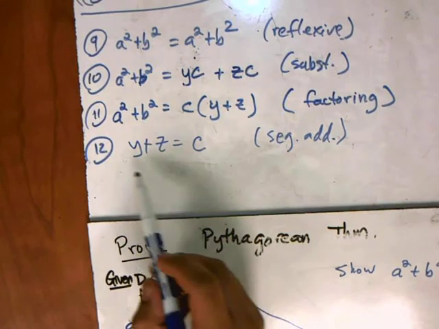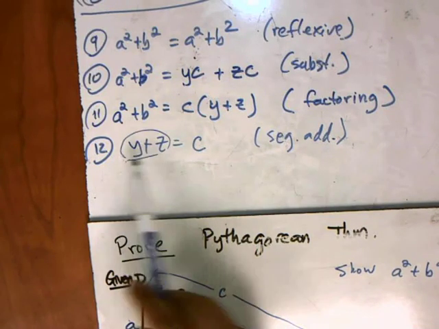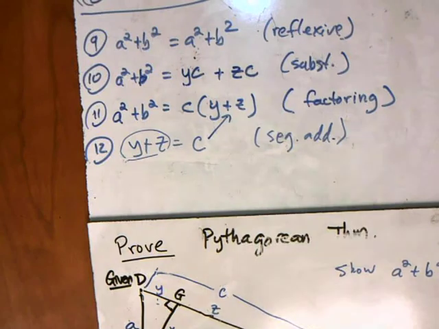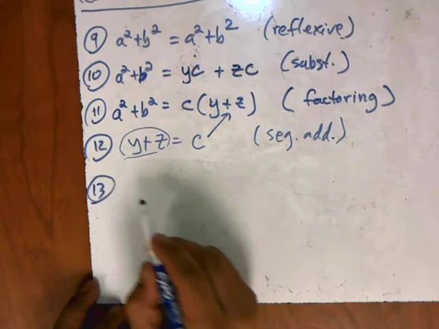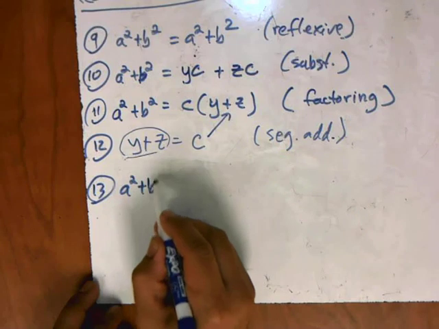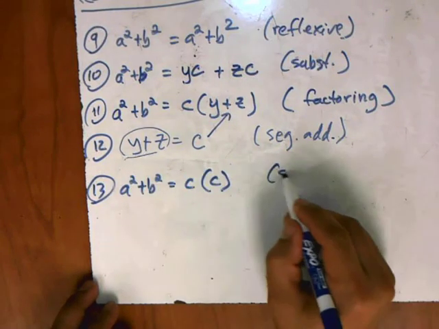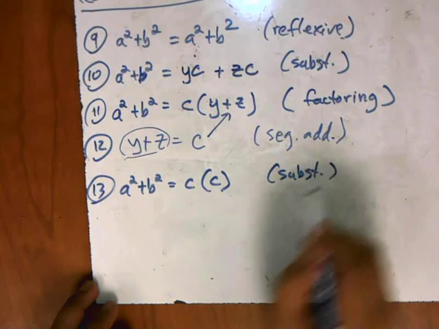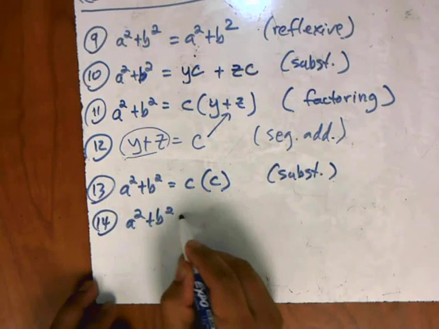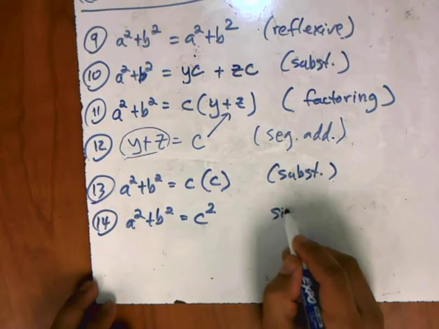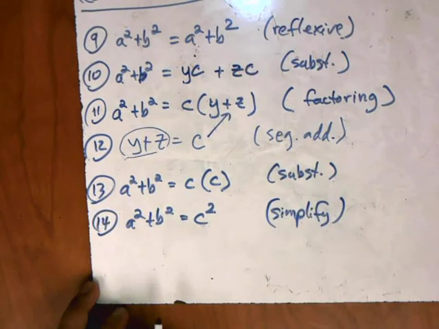So taking this result here, since Y plus Z is equal to C, I'm going to take this one and substitute it in here. So from step 11 and step 12, I got A squared plus B squared is equal to C times C. This is substitution. Therefore, A squared plus B squared is equal to C squared. This is simplified. Okay, and there you have it.